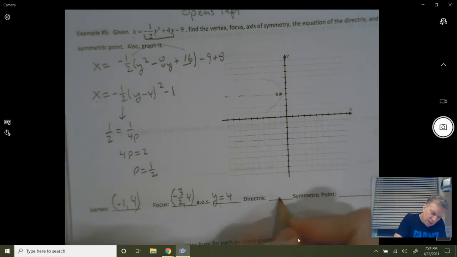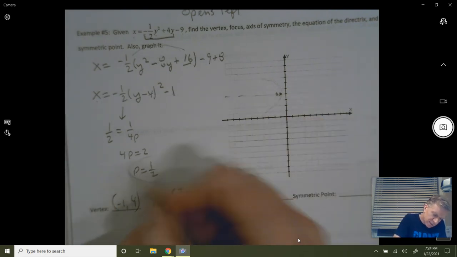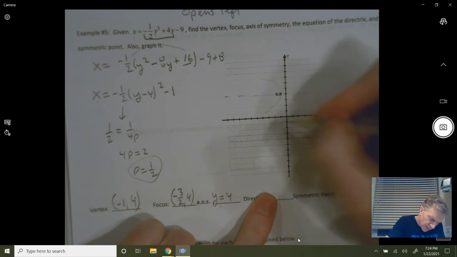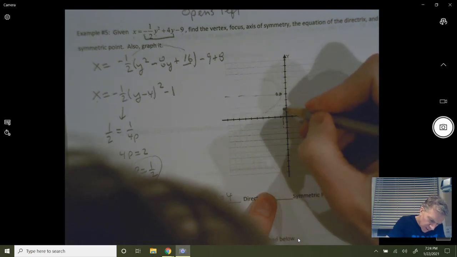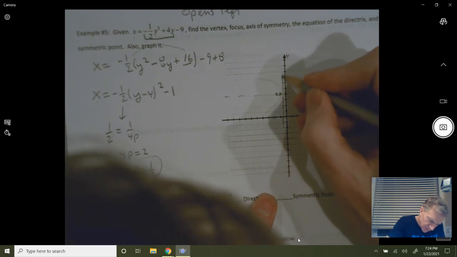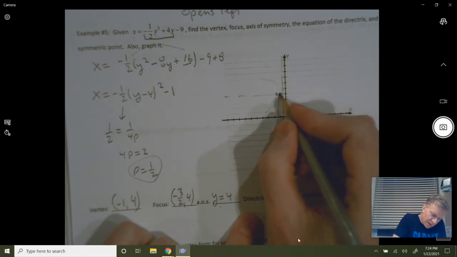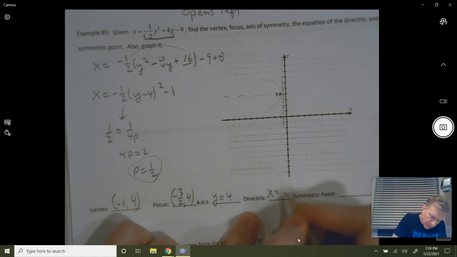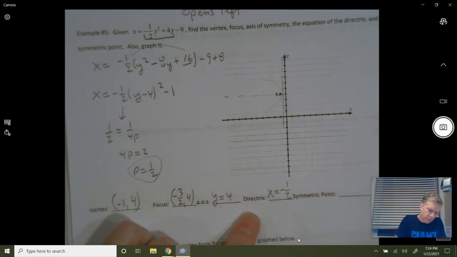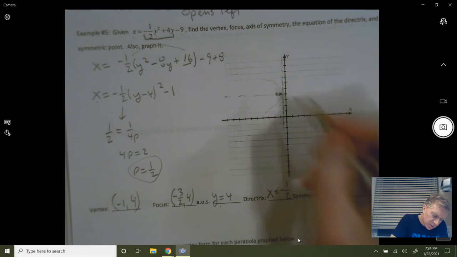The directrix, I'm going to go the same p distance but to the right of the vertex, which is 1/2. Or a vertical line of x equals, I'm at negative 1, I go 1/2 to the right, I'm at negative 1/2. Okay, now for my symmetric points.